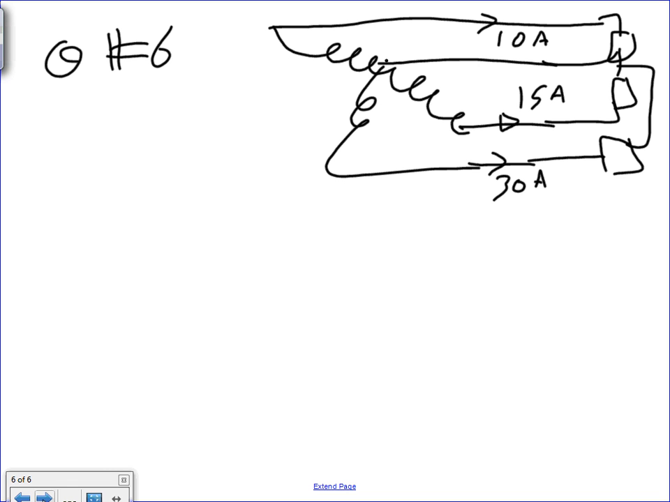And these are phase A, phase B, phase C, and the neutral. Three-phase transformer feeding three single-phase loads, one on each phase. So 10 amps, 15 amps, and 30 amps. They're not balanced. My question for you: what current is the neutral going to carry? How much current, how many amps? Are you with me?